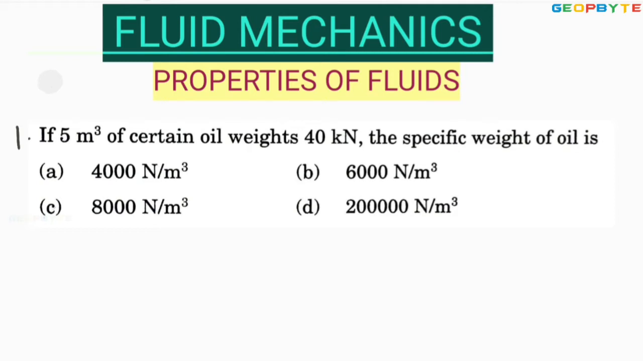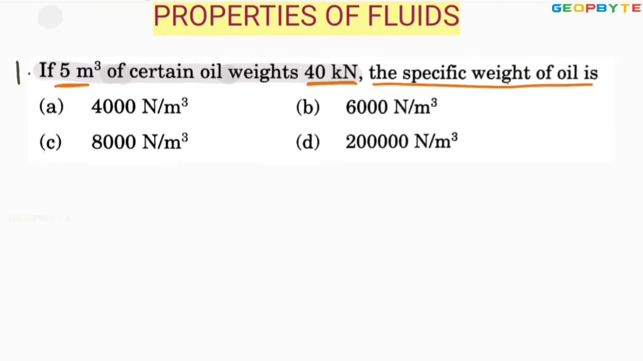Look at the very first problem. If 5 meter cube of certain oil weighs 40 kilonewton, the volume occupied by the oil is given, and the weight of the oil is given. You are asked to find the specific weight of the oil.